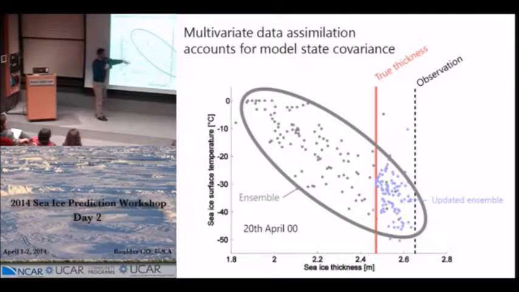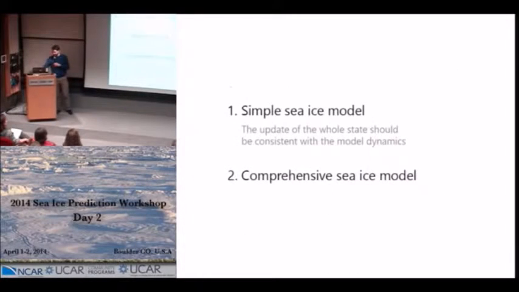of model forecast. So this is very much the key of multivariate data assimilation: to take into account the structure of your model when you assimilate one variable to update the other. So really, this is the first message, that we cannot do data assimilation on one variable only. We have to consider the full state.